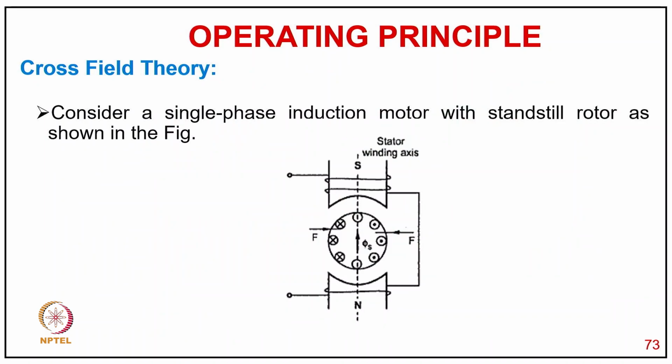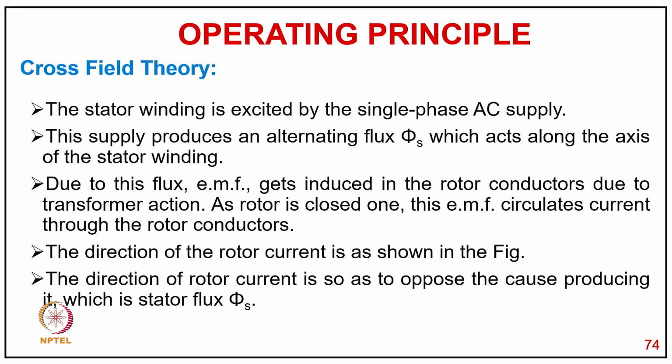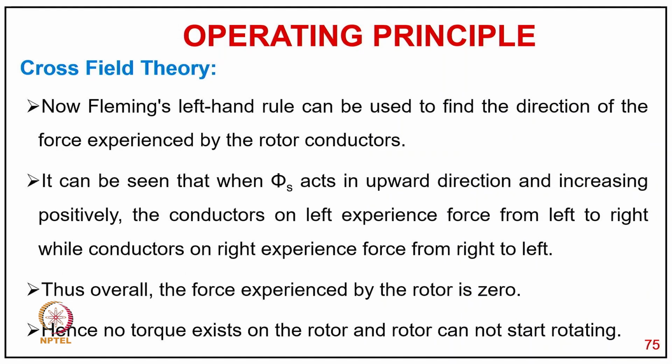Now another theory, the cross field theory. Let's consider a cylindrical pole motor with a concentrated single winding and a squirrel cage rotor, as shown in the figure. Here in cross field theory, the stator winding is excited by a single phase supply. The supply produces an alternating flux phi s, which acts along the axis of the stator winding, and due to this flux, an EMF is induced in the rotor conductors by transformer action. As the rotor is closed, this EMF circulates current through the rotor conductors, and the direction of rotor current is shown in the figure. The direction of the rotor current is to oppose the cause producing it, which is the stator flux phi s.